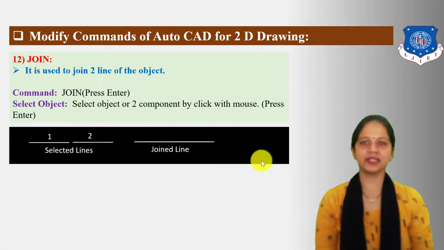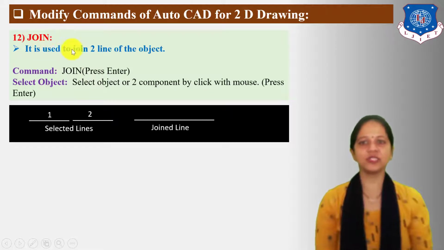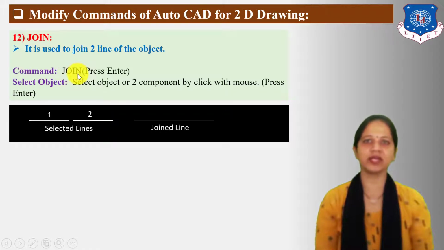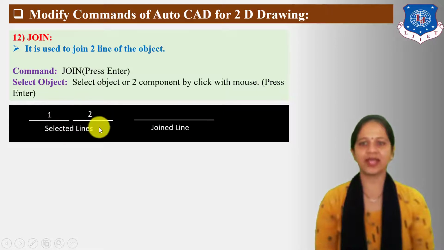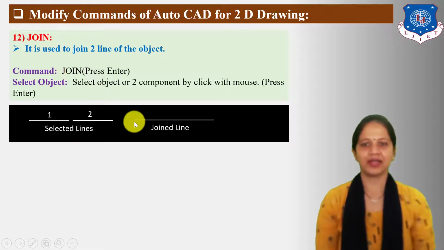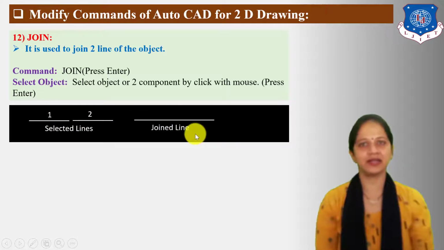Next, let us understand the join command. It is used to join 2 lines of the object. The command for join is join. So type join in the command area, then press enter. The next statement displayed in the command area is select object or two components by clicking with the mouse, then press enter. Here you can see if you want to join these selected lines 1 and 2, then apply the join command, and after applying the join command, these two lines join into a single line.